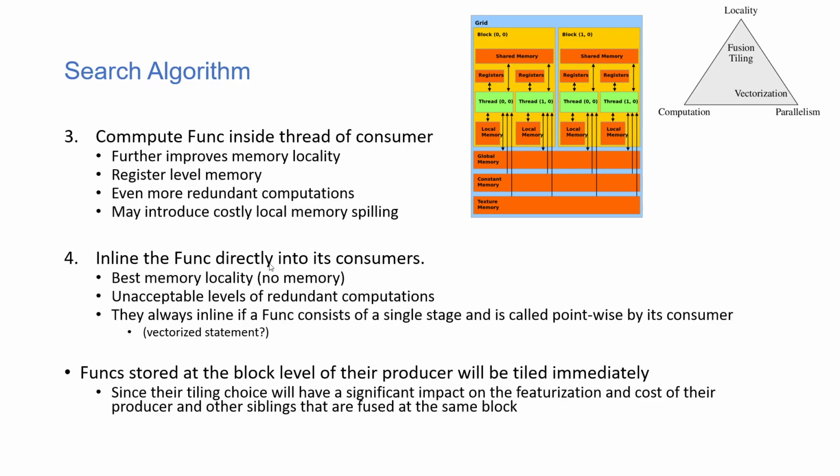And the final option is inlining. This is the best memory locality because there's no memory, but it introduces unacceptable levels of redundant computation. And this is always the choice when you do a pointwise computation. They mention also that if funcs are stored at the block level of the producer, then they will be tiled immediately because it's convenient.